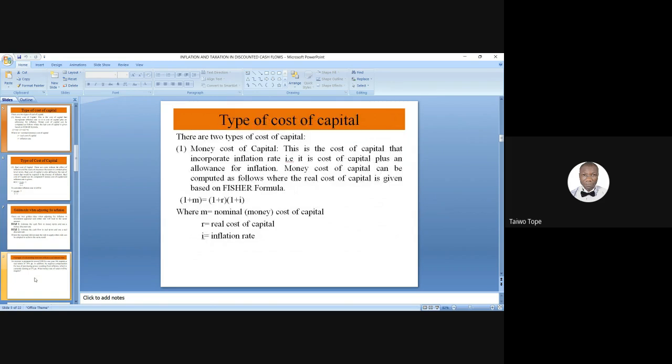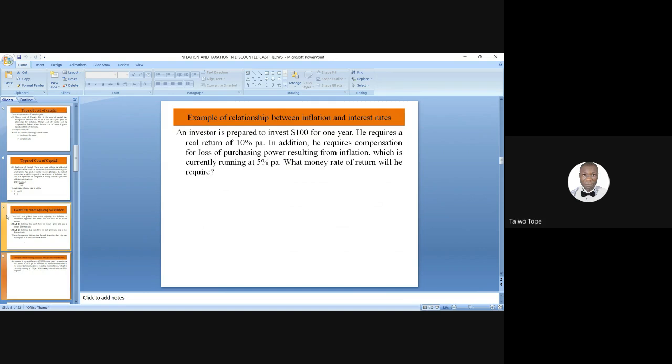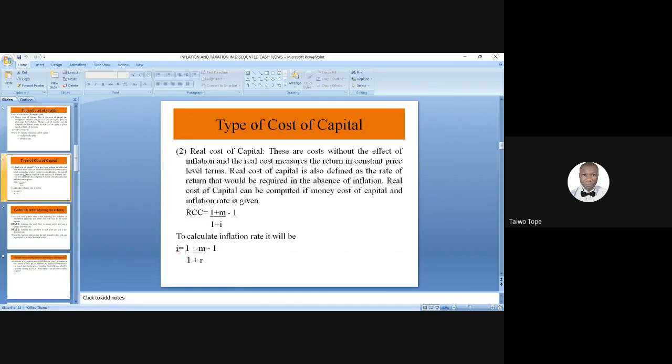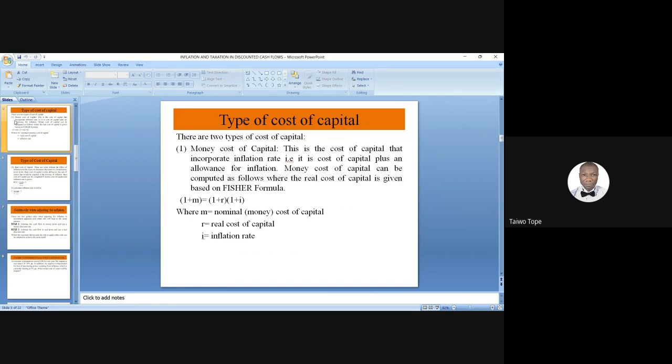So also we have the types of cost of capital. We have the money cost of capital, and we have the real cost of capital. Talking about the money cost of capital, this is also known as the nominal cost of capital or money rate of return. It is the cost of capital that incorporates the possible effects of inflation. So money cost of capital is used to discount money cash flows of a project.